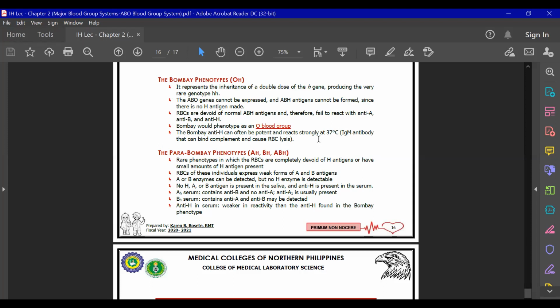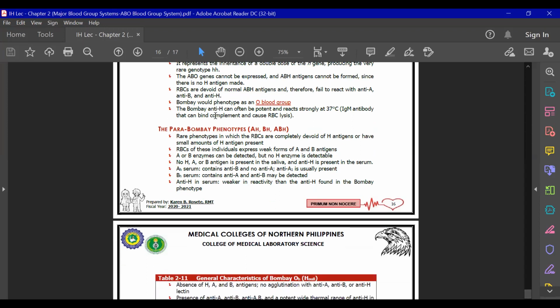How do we consider that an IgM antibody is of clinical significance? That would be when they react, most of them, at 37 degrees Celsius. You have to watch out for that. If you identify an IgM antibody that reacts at 37 degrees Celsius, the antibody can possibly cause a transfusion reaction on the recipient once it is transfused.